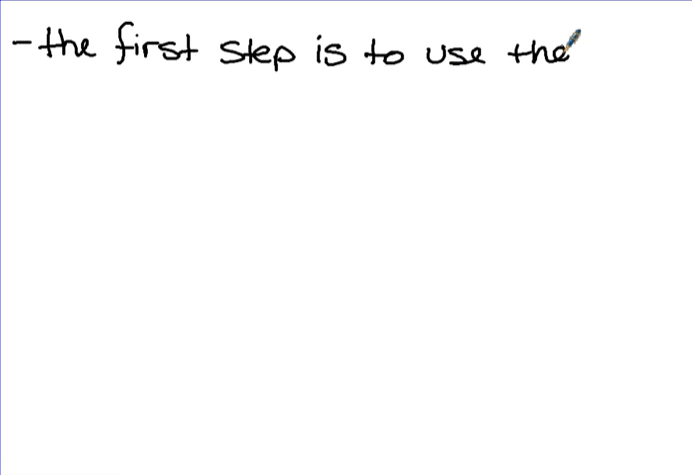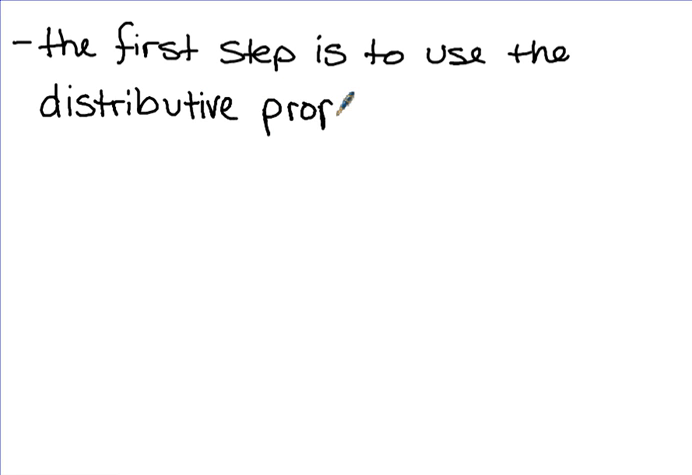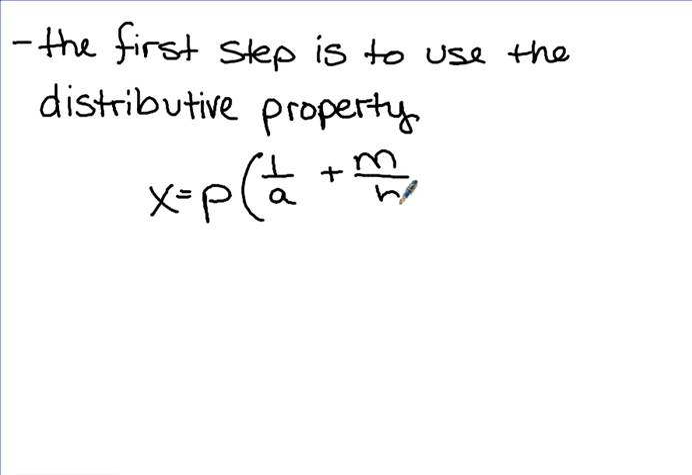Alright, so we're going to be distributing a variable before we solve for another. Alright, let's do a couple examples. The first one is this. We have x equals p times 1 over a plus m over b. Alright, in this equation we're going to solve for b.